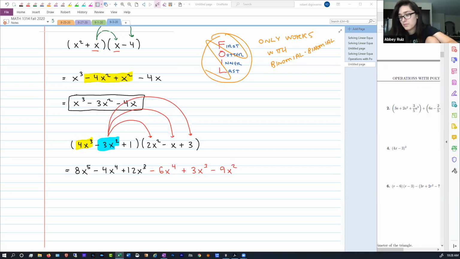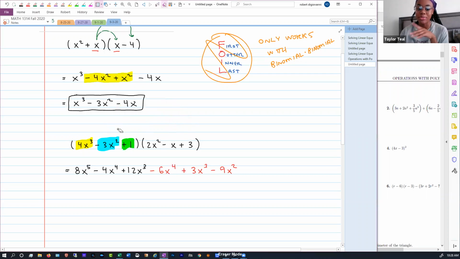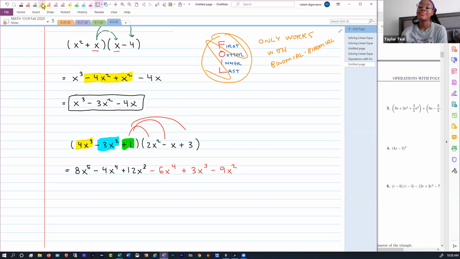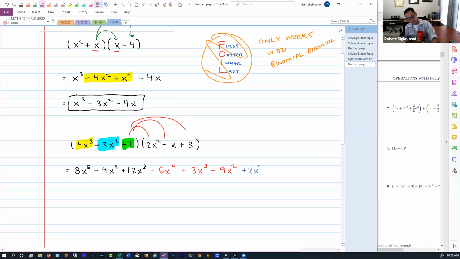And Taylor can tell me what to do, I guess. Is Taylor around? Here. Sorry. Yeah, go ahead. So what am I going to do now? You're going to multiply the 1 by the other trinomial. Yep. Boom, boom, boom, right? What's the good thing about that, Taylor, when we multiply by 1? It's going to be the same number. Yeah, the same things. So we're just going to put plus 2x squared minus x plus 3.